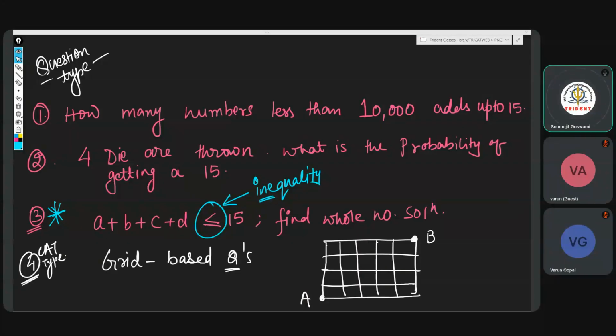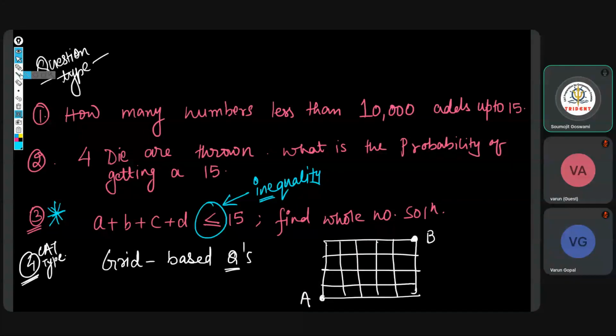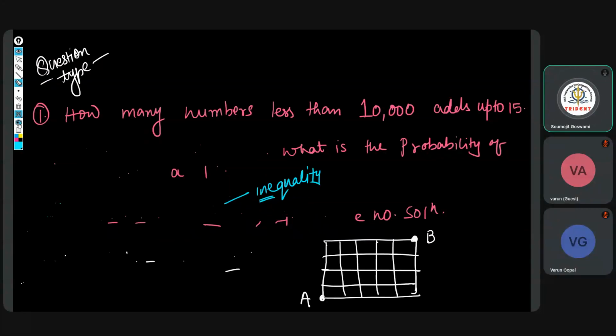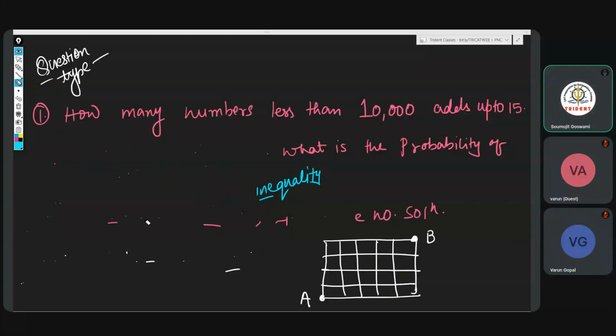The first question says: how many numbers less than 10,000 add up to 15? So if you have understood the question, okay. Now I'm erasing the other parts. I could have erased it over there also.